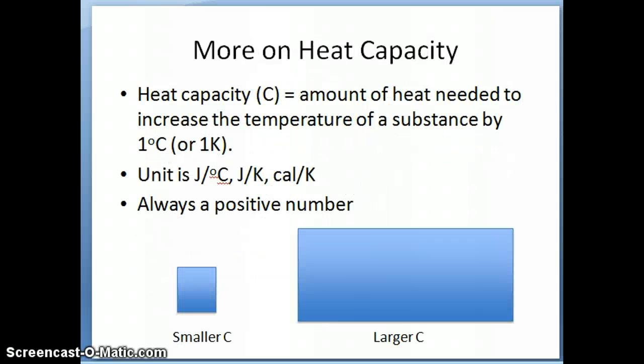All right. Let's talk a little bit more about heat capacity. As we just said, heat capacity is the amount of heat needed to increase the temperature of a substance by 1 degree Celsius. You can also say that it's the amount of heat needed to increase the temperature by 1 Kelvin, because remember that the Celsius temperature and the Kelvin temperature have the same conversion factor. An increase of 1 degree Celsius is the same as an increase of 1 Kelvin.